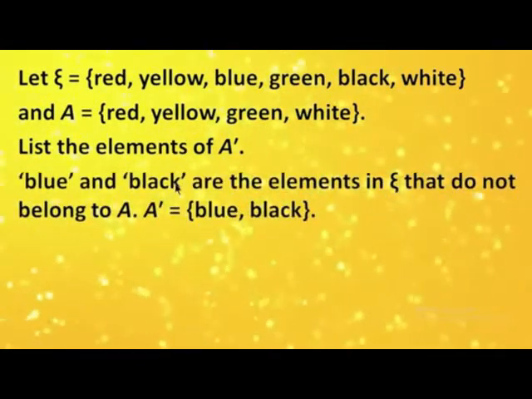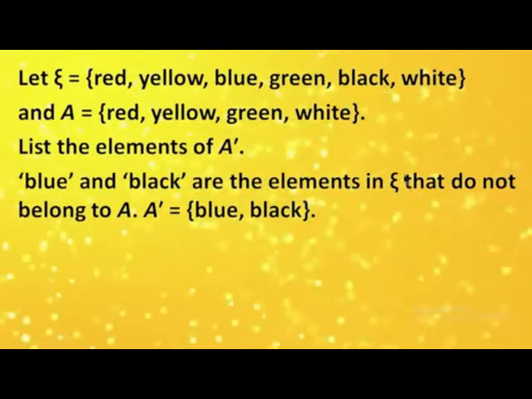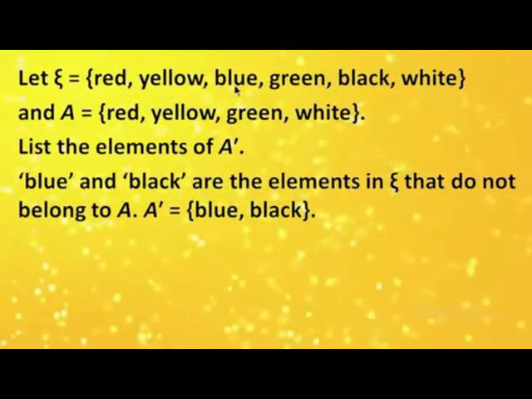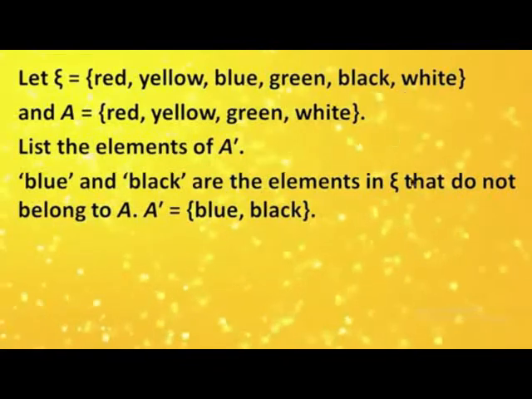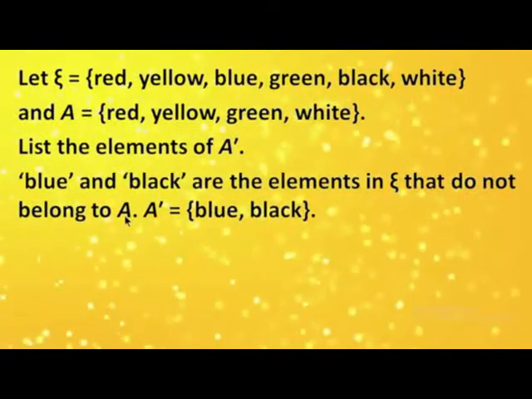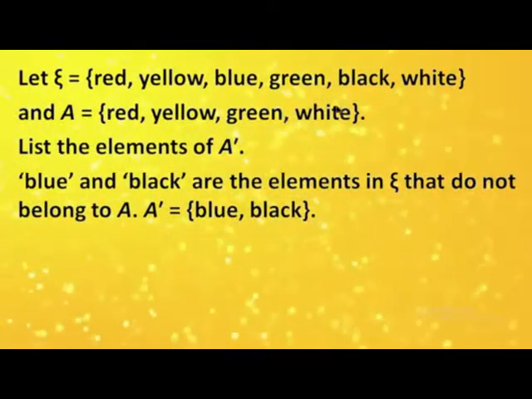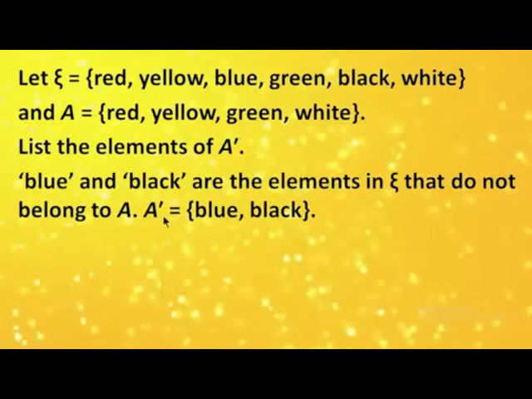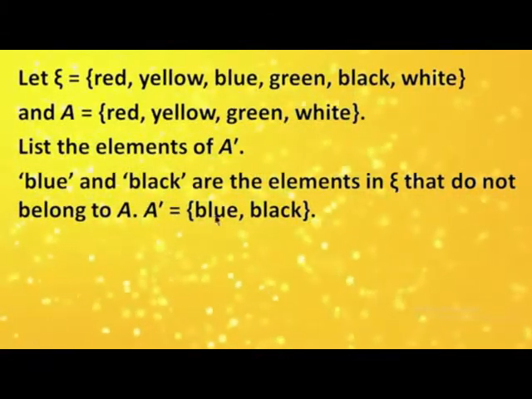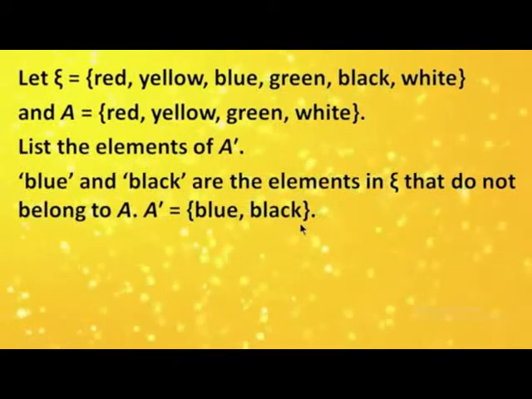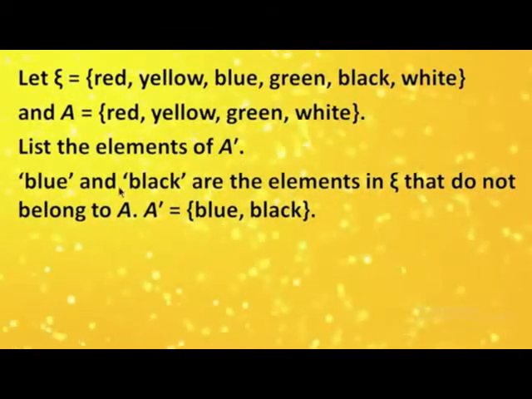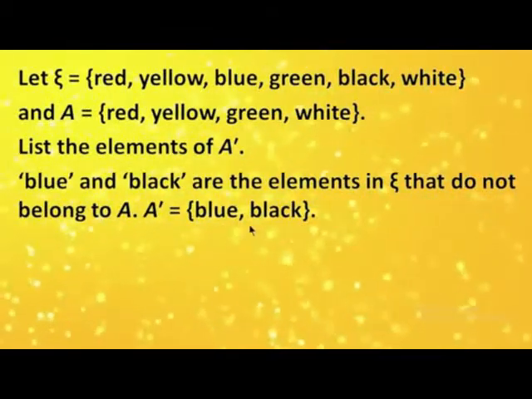Blue and black are the elements of the universal set, as you can see here, blue and black, that do not belong to A. They are not in A. So, the elements of A complement are blue and black. That's how you find the elements of the complement of set A.